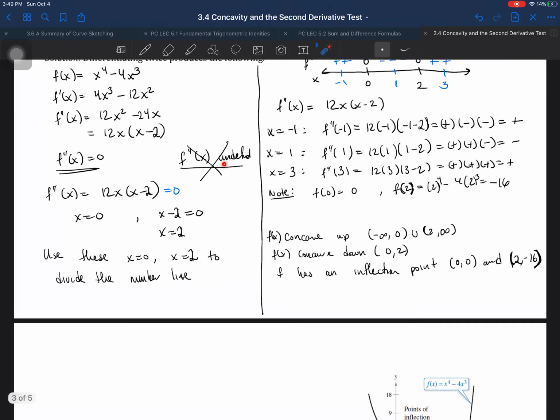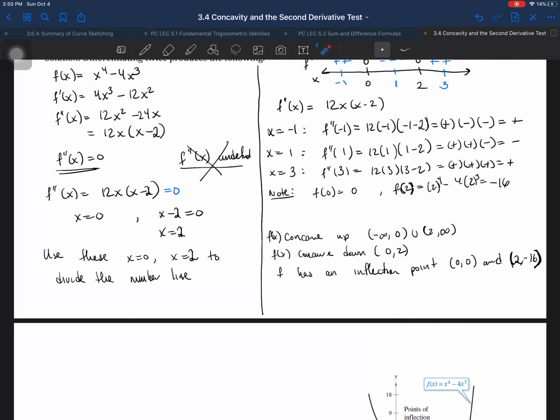Now we're going to try both of them, but we notice that this is not going to work. This is not going to happen for the second derivative because this is a polynomial, and polynomials are defined everywhere. So this is not going to be undefined anywhere, so there's no possible inflections from here.